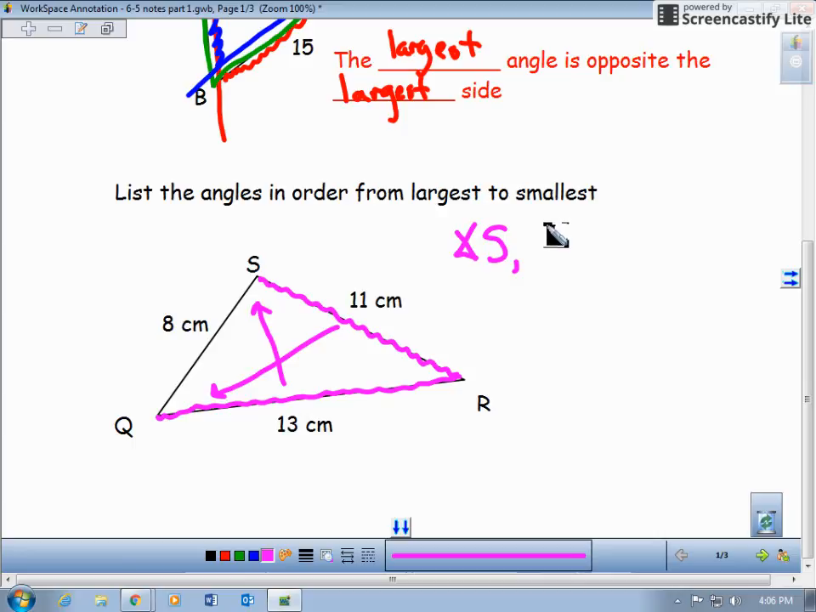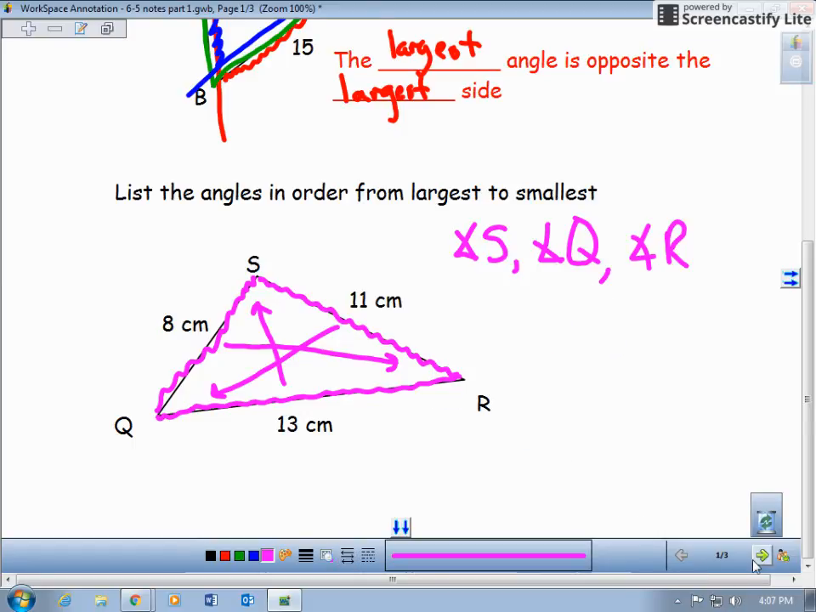And so angle Q would be the next largest. And then once again, our smallest would be 8. Okay, and it is opposite R. So R only has to open up and kind of eat that side that's 8. And so angle R would be your smallest angle.